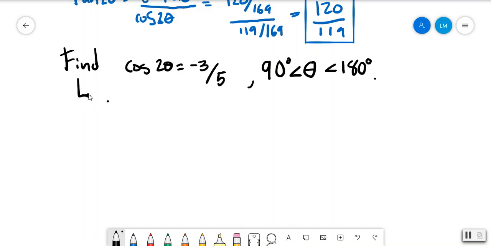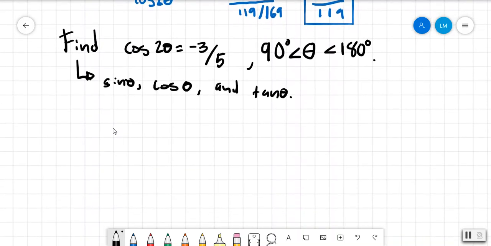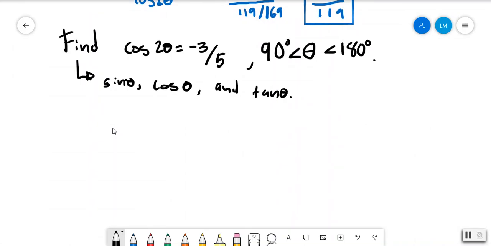So this is pretty cool because, okay, so yeah, we want to find sine theta, cosine theta, and tangent theta. Okay, so these are our given conditions. So what this tells us is that essentially theta has to be, well, it says it's between 90 and 180, so we got to be careful with this.